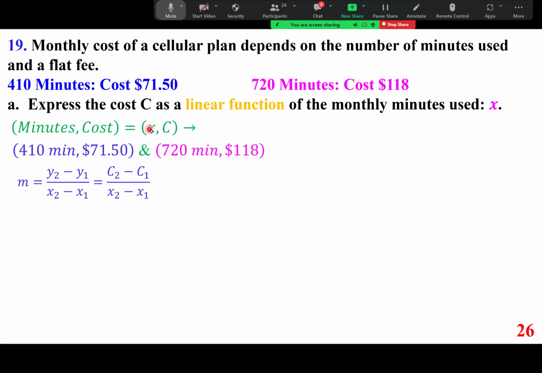We normally use y sub 2 minus y sub 1 over x sub 2 minus x sub 1. The denominator doesn't change, but this one we're going to say c sub 2 minus c sub 1. And so 118 minus 71.50, 720 minus 410, and 720 minus 410 is the denominator, 118 minus 71.50 is the numerator. And this becomes 3 over 20 or 0.15.